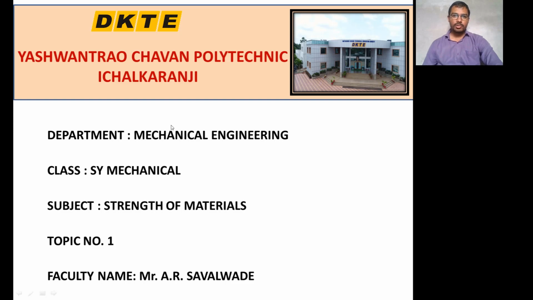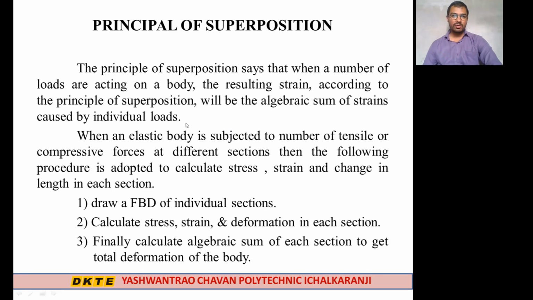Hello friends, today I am going to discuss the principle of superposition acting on a body. It means when more than one force is acting on a body, then there is a change in length in each section that is different, and this total change in length is the algebraic sum of all the sections. That means we are going to discuss with examples. First we will see the definition of it.